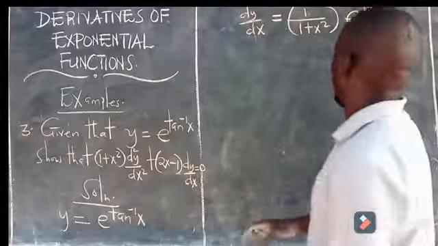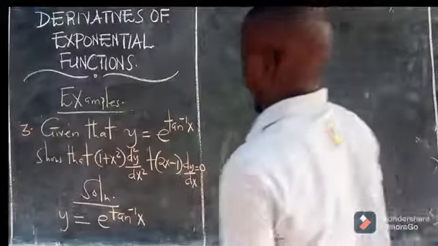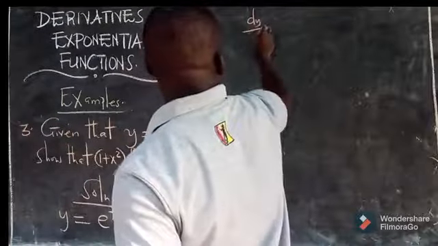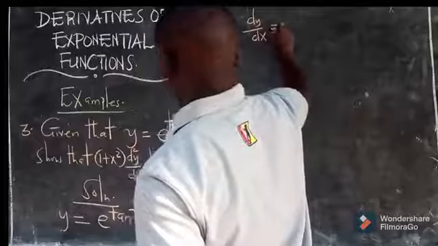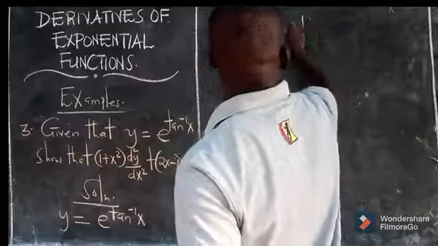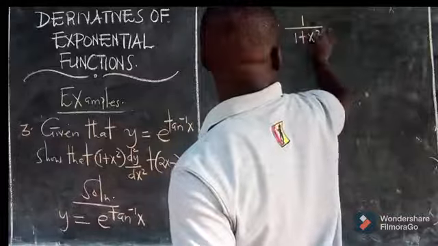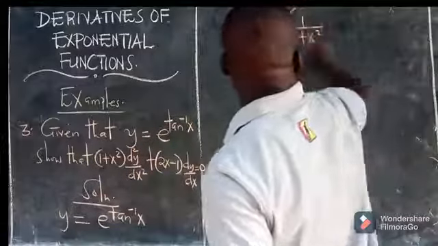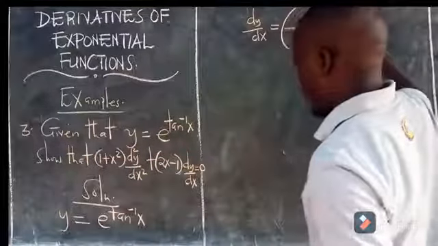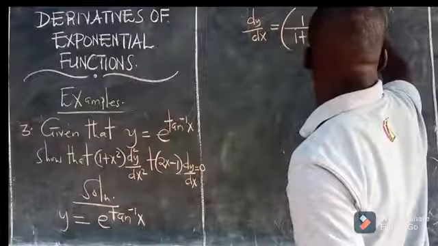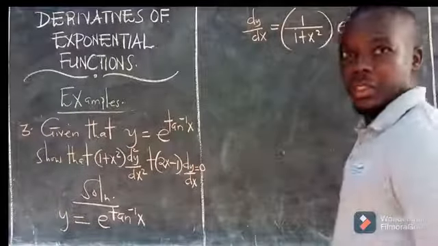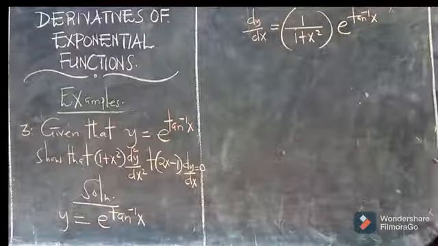I think that has not become very clear. Let me lower it a bit. So we are saying that dy/dx is equal to 1 over 1 plus x squared, all this multiplied by our function, which was given as exponential tan inverse of x.